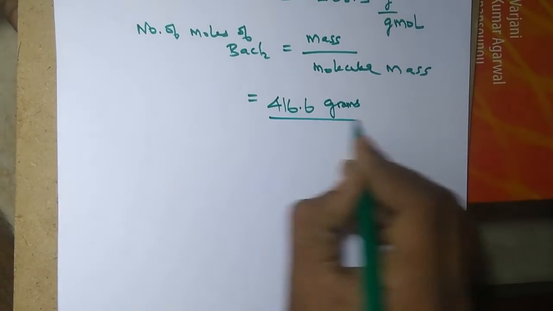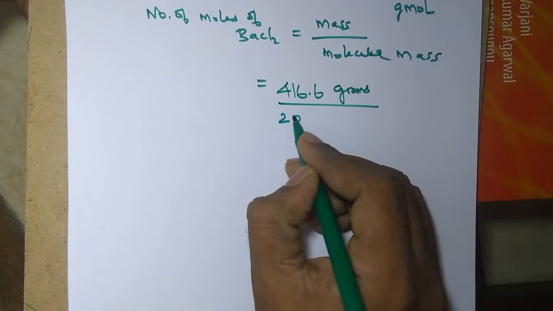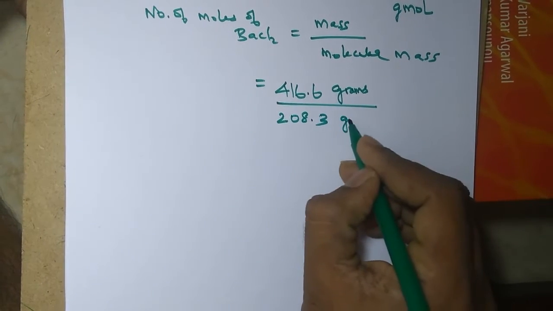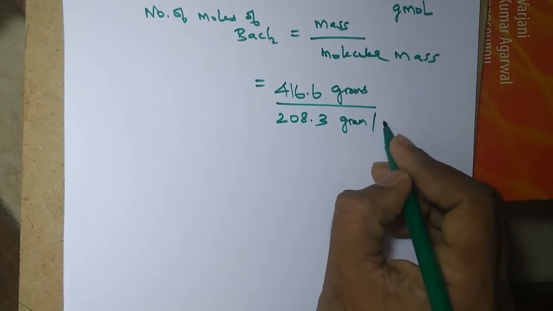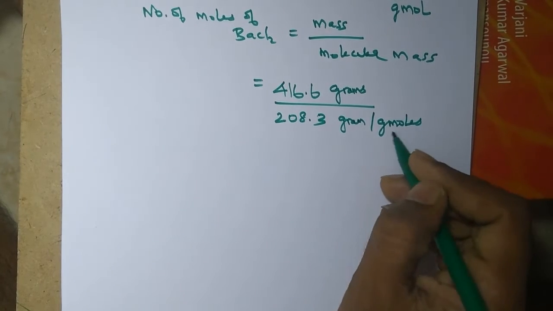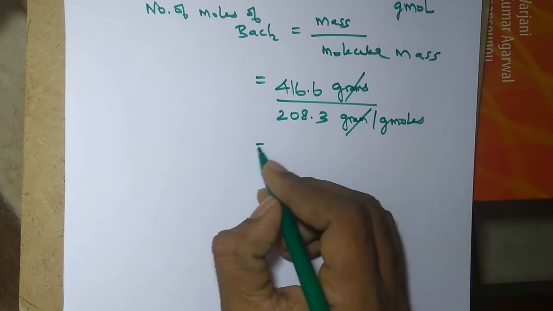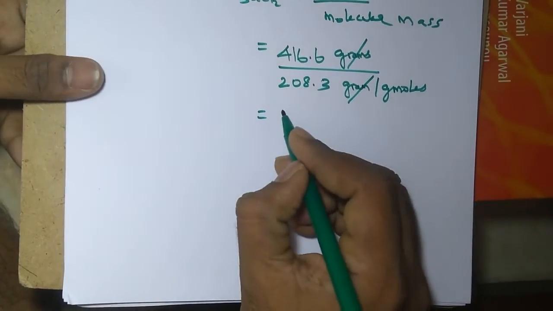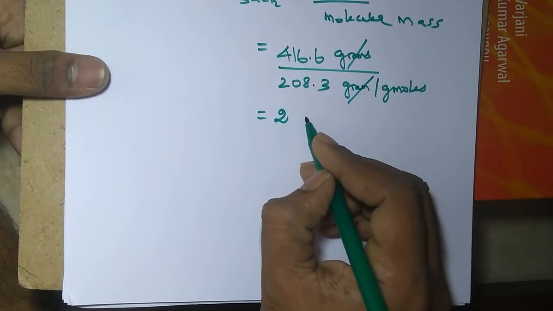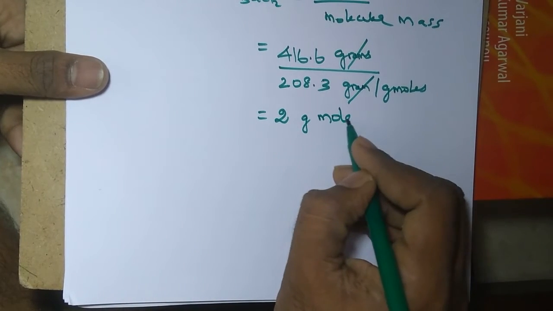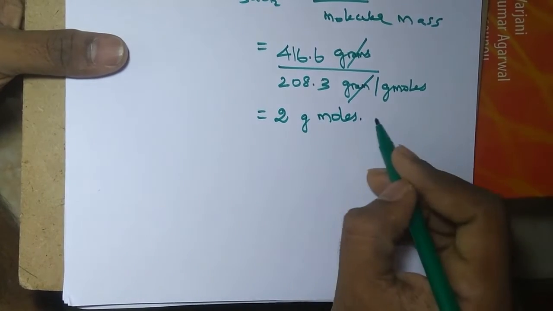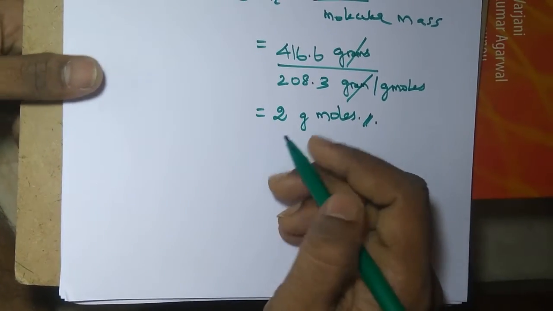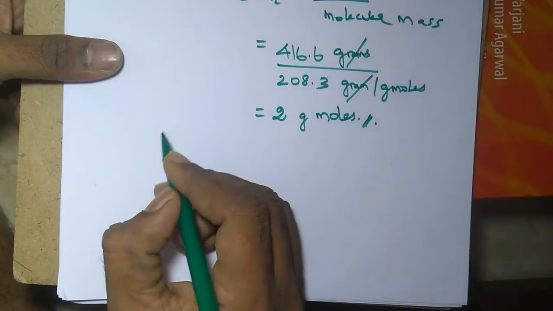Molecular mass is 208.3 grams per gram mole. So grams will get cancelled. In the numerator we have gram moles, so the answer will be in gram moles. We get 2 gram moles. Please cross check the calculations always. In all the problems you have to do your own calculation.